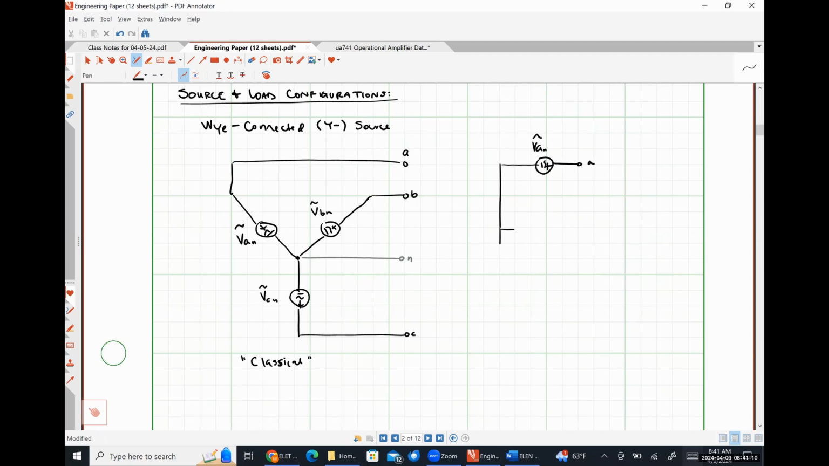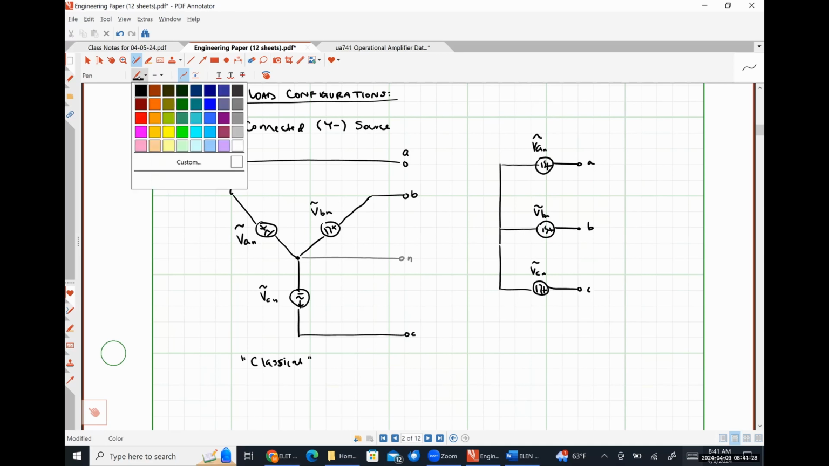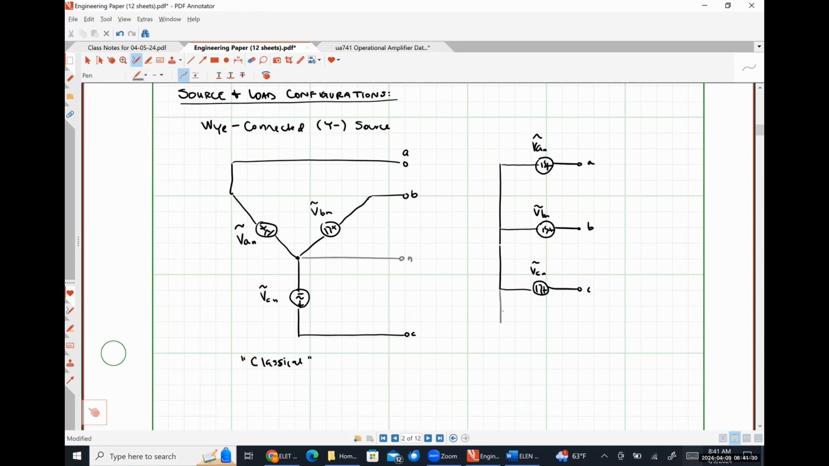So here's VAN, VBN, VCN, and down here on the bottom is our optional neutral.